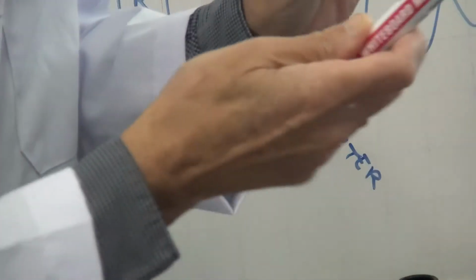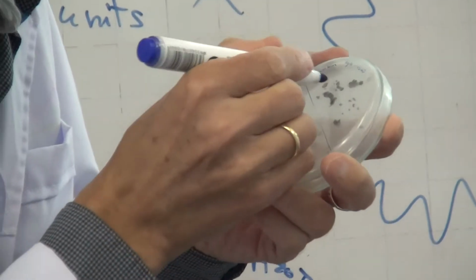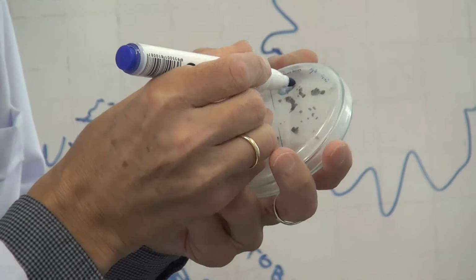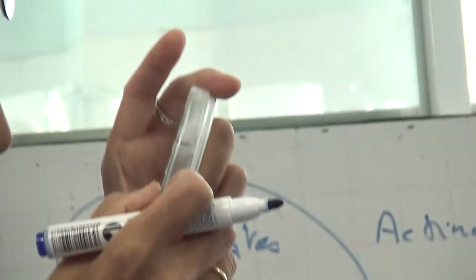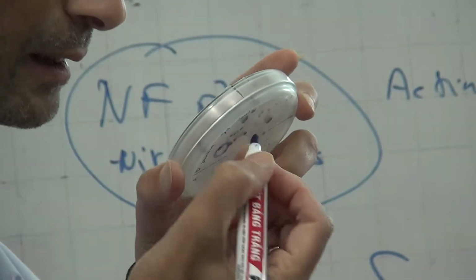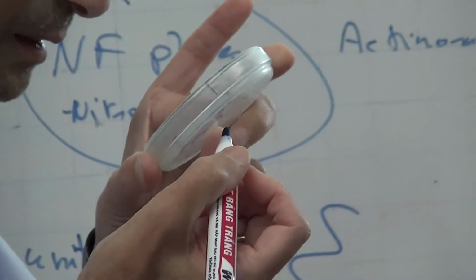I will just make a mark around this one. Here. This is a nice example of Azotobacter. This, and these places here are marked as Azotobacter.